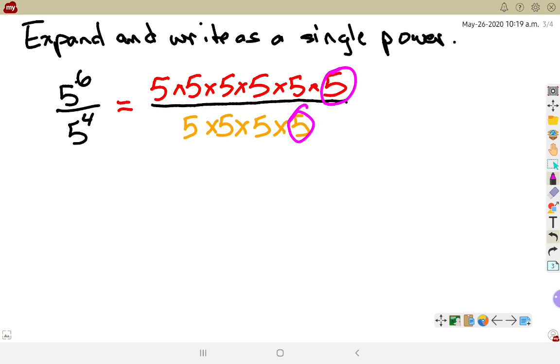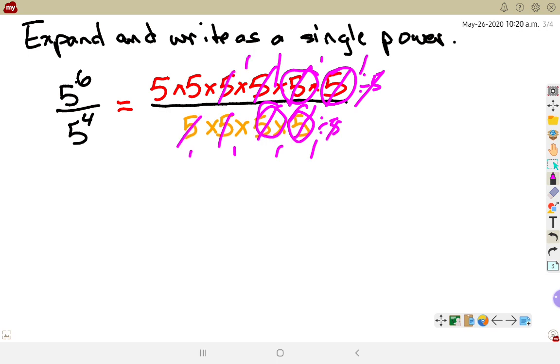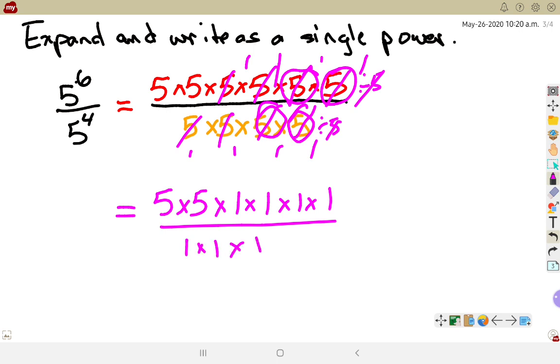So if I was to divide top and bottom by 5, those guys would cancel and they would turn into 1s. But then I still have another common factor of 5, don't I? I got this one and this one. That's a common factor of 5. So we'll cancel those guys out and they become 1s. But I still have another common factor of 5, right? This one and this one. And I got one more common factor of 5, this one and this one. And so what I've changed my multiplication into is now 5 times 5 times 1 times 1 times 1 times 1 over 1 times 1 times 1 times 1.